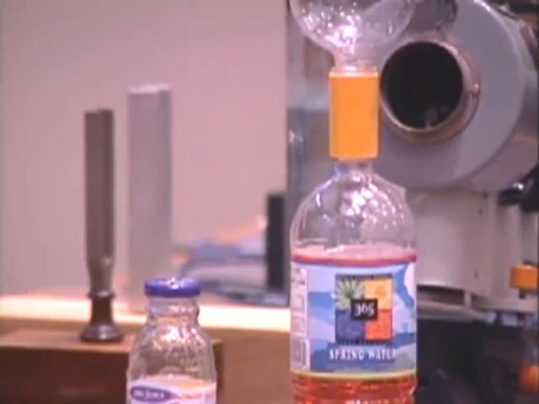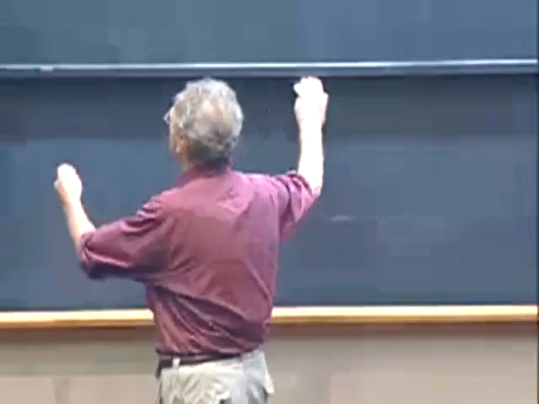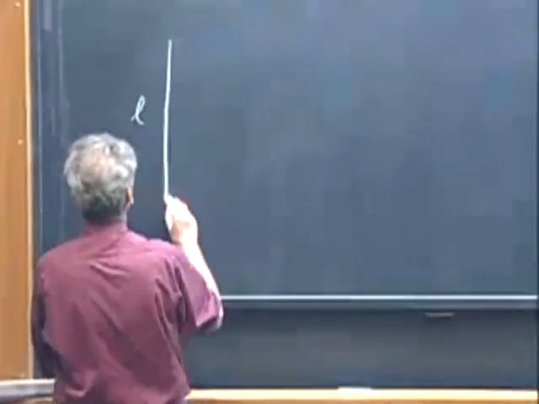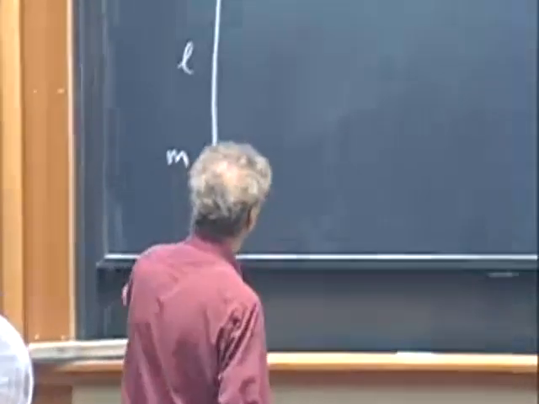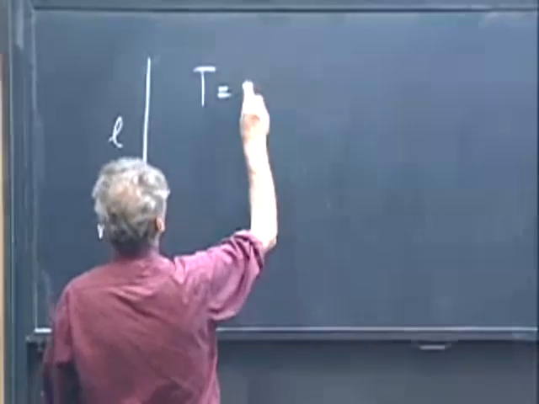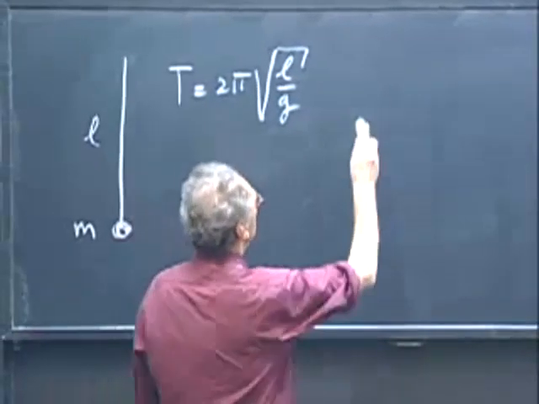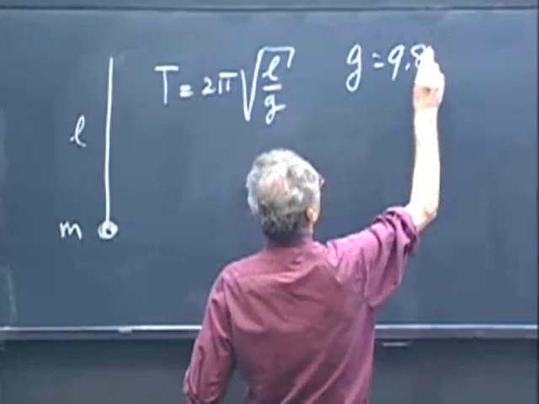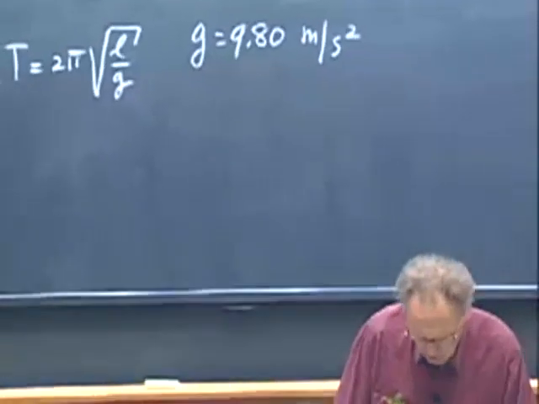I now want to address the issue of simple harmonic oscillation of a pendulum. As you will remember from 8.01, if you have a pendulum, length L, mass M, and if the mass of the string is negligibly small compared to the mass that is hanging here, then the period of oscillations is 2 pi times the square root of L over g, g in the Boston area being, to a high degree of accuracy, 9.80 meters per second squared.